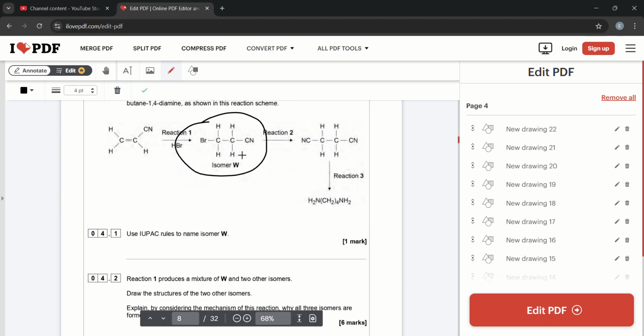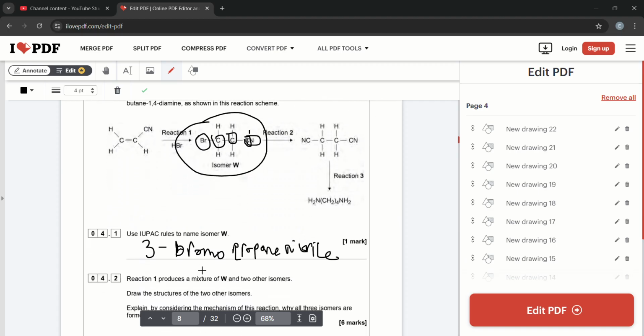Isomer W has 1 carbon, 2 carbons, 3 carbons. It's going to be propane. The bromo is on the 3rd carbon, so 3-bromo propane, and this carbon comes from the nitrile group, so it's going to be 3-bromopropanenitrile.